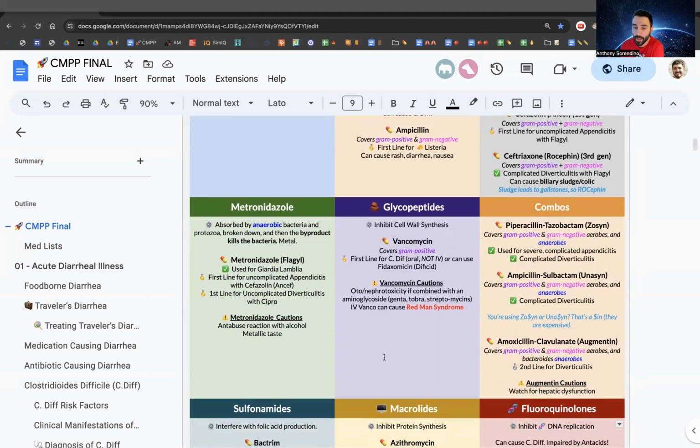Okay, glycopeptides. There's just one we talked about. It's vancomycin. This also inhibits cell wall synthesis.